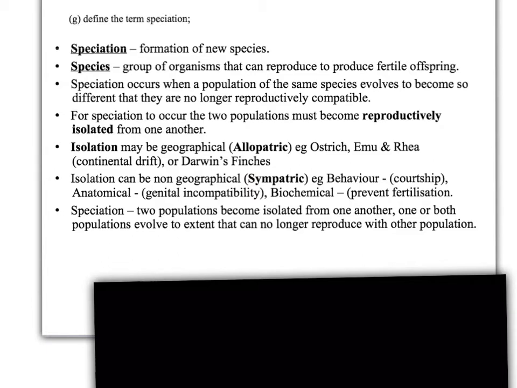Darwin's finches on the Galapagos Islands, with their different shaped beaks depending on what they feed on, would be another example of allopatric speciation. The finches are isolated from each other because they live on different islands, and the islands are too far apart for the finches to fly between them.